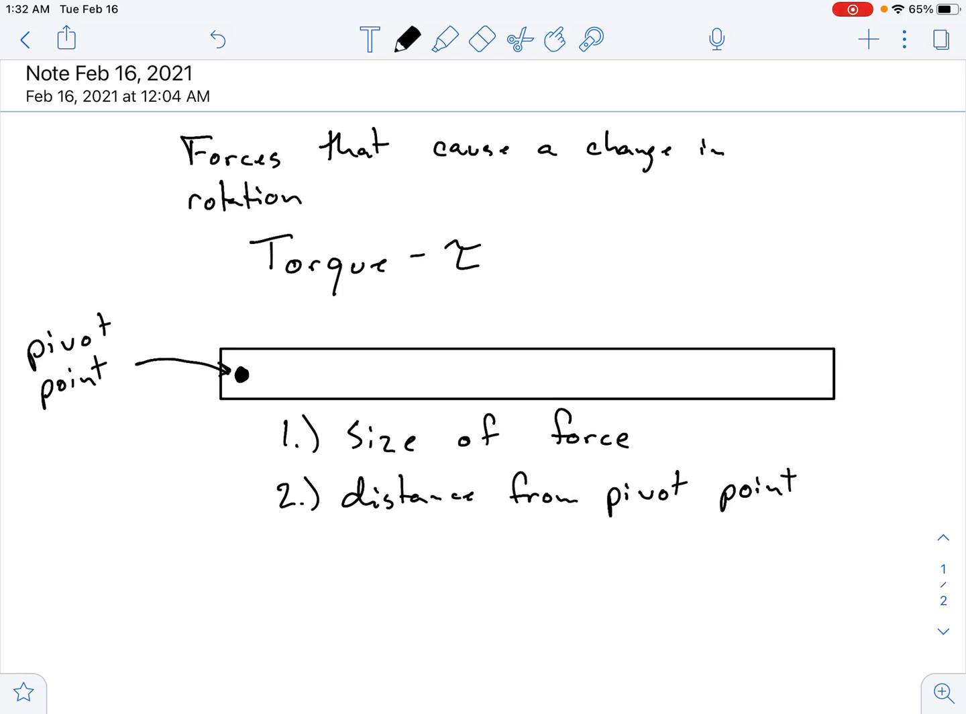Right, I think at some point in our lives we've all tried to walk out the door of a store and accidentally pushed where the hinges were, realizing how hard it is to try to open the door from that point. Right, so three things: the size of the force, the distance from the pivot point, right? I'm going to get more rotation pushing here and less rotation pushing here.